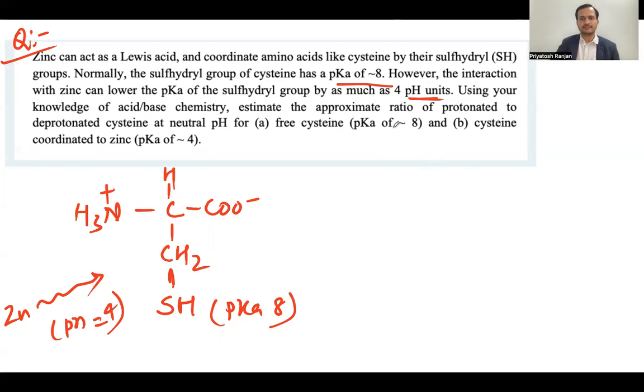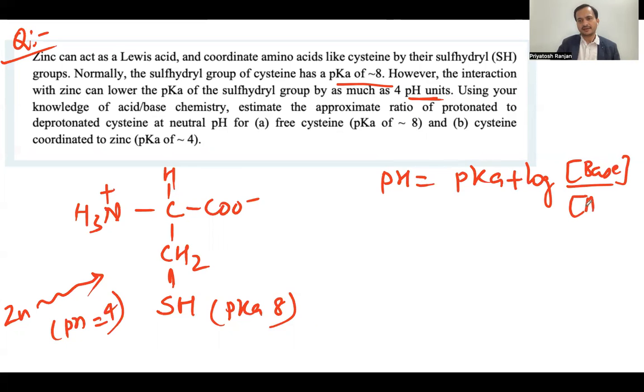So simple. If I have to calculate the protonated to deprotonated form, I need to use the famous Henderson-Hasselbalch equation, which is pH equal to pKa plus log base by acid. Remember what they have asked? They have asked the ratio of protonated to deprotonated form. So at the end we'll reverse it, but first I need to calculate it.